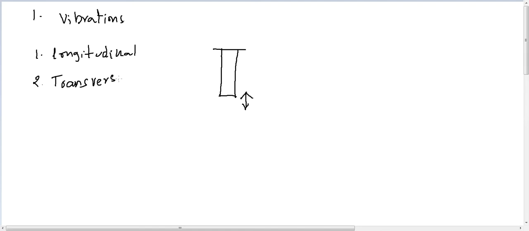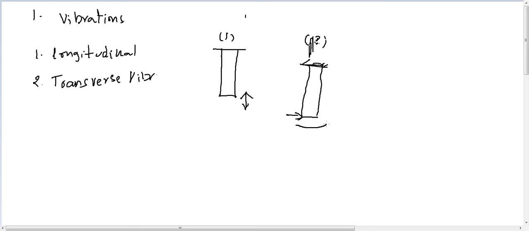And the next one is the transverse vibrations. Transverse vibrations means, for example, this is the bar which is fixed here, and if we apply any force in this direction, that is the transverse direction, which means perpendicular to the axis of the beam, this bar will try to vibrate in this direction like this, and these vibrations we are calling the transverse vibration.